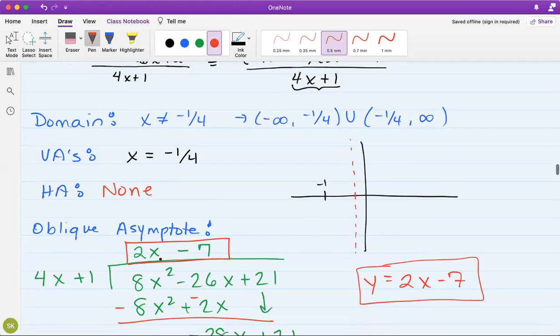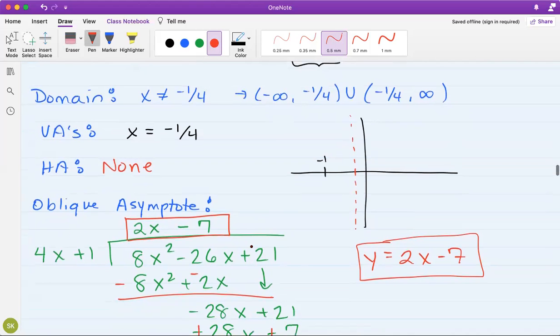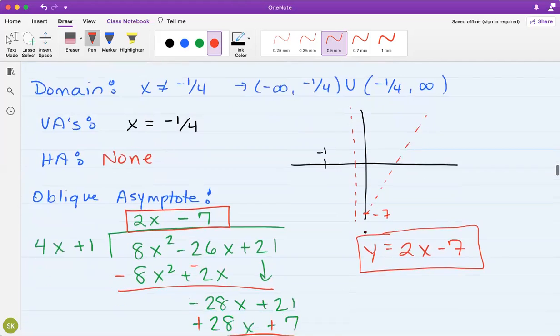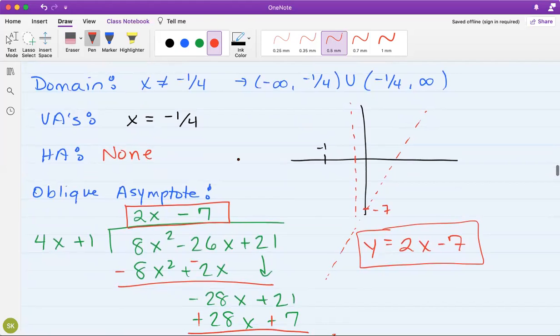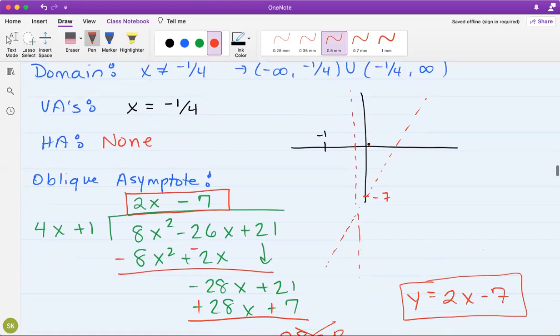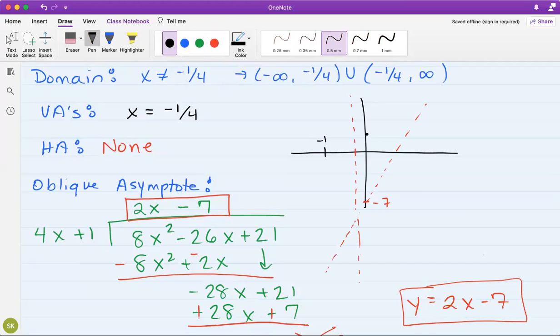Then we're also going to have an oblique asymptote at 2x minus 7. Now this is a line that has a y-intercept of negative 7, so way down here, negative 7. And then a slope of 2, so up 2 over 1. So what's going to happen is you're going to get something that looks something like this. In fact, let me move this down and continue this.